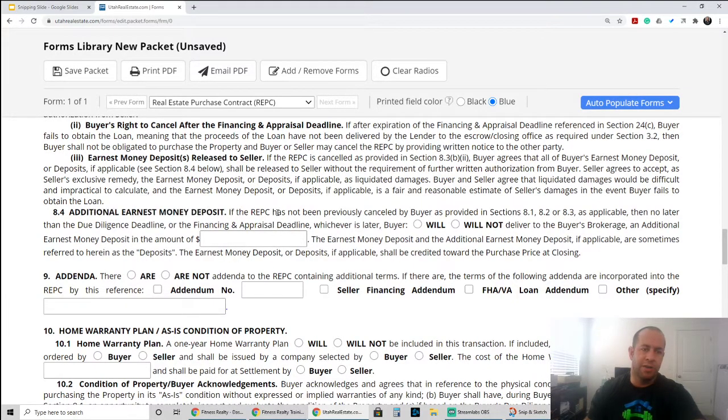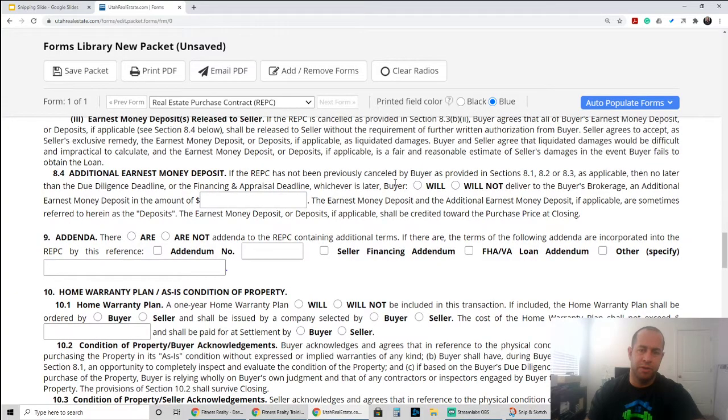All right, additional earnest money. Like I said, I've almost never used this. So normally I mark will not and 0. But if your clients needed an extra week to pay a little bit more earnest money, maybe you would do will and how much it is. But make sure that you have marked it adequately in the boxes on the first page that say how much you're going to bring.